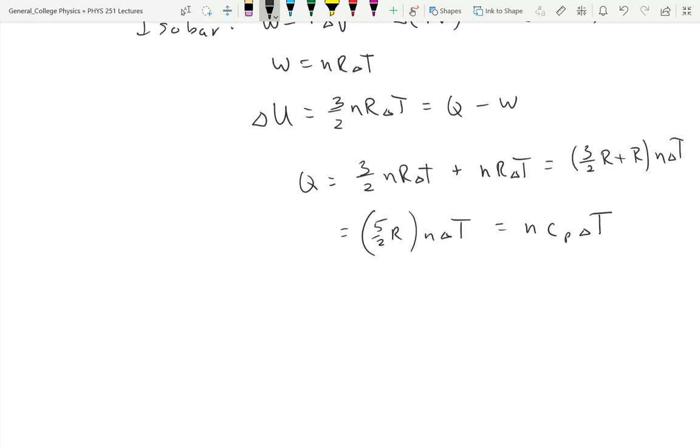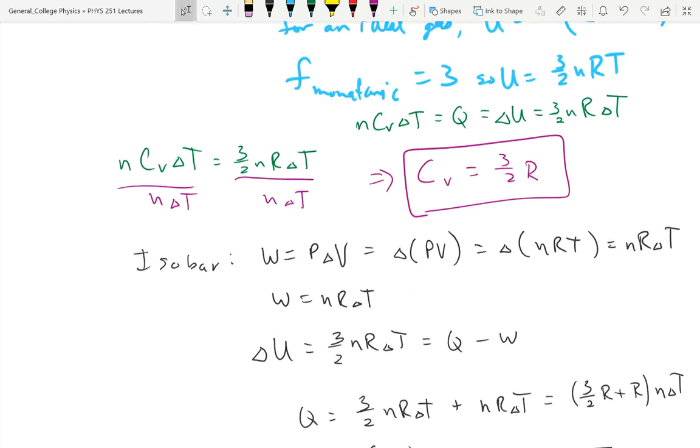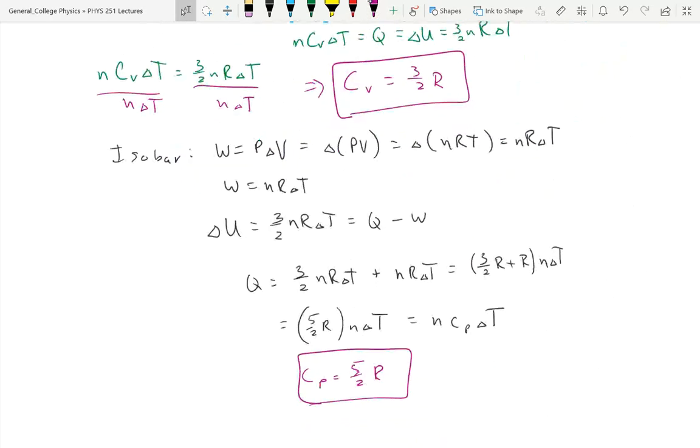And using that linearization, we can immediately read, if I divide everything by n delta T, CP is equal to 5/2 R. So these values in the purple boxes, those are the CV and CP, the molar specific heat capacity at constant volume and molar specific heat capacity at constant pressure for a monatomic ideal gas.